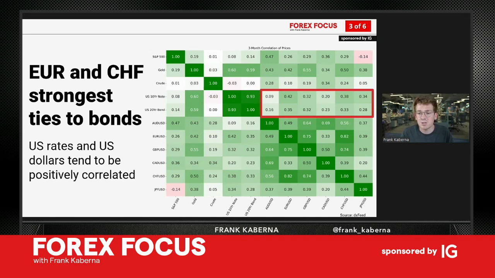But yeah, interesting to see Swiss franc, euro, the strongest ties to those US bond prices, which kind of makes sense, right? If US bonds are moving higher and US rates are moving lower, then people are looking for that euro and that Swiss franc that essentially could be gaining, all else equal, for US rates moving lower, pushing more demand away from US dollars and into euro and Swiss franc.